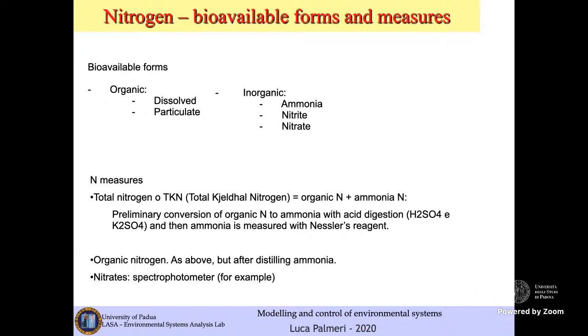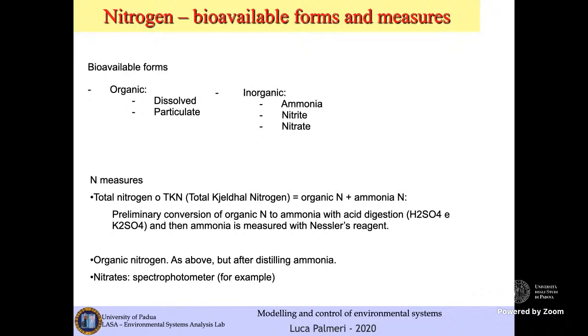Last thing you have to take into account when you want to compute nitrogen biochemical cycles, you have to recognize that not all the forms of nitrogen are equally bioavailable. In particular, the organic forms that may be dissolved and particulate are bioavailable, and the inorganic forms that may be ammonia, nitrite, and nitrate. These are inorganic forms but are bioavailable.